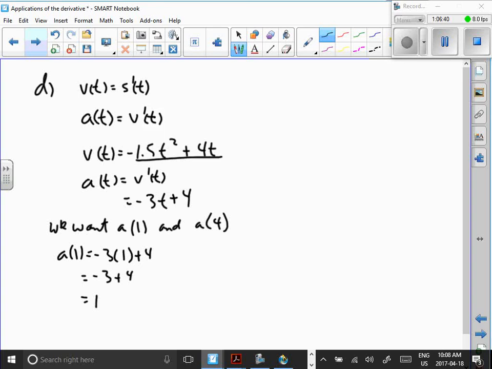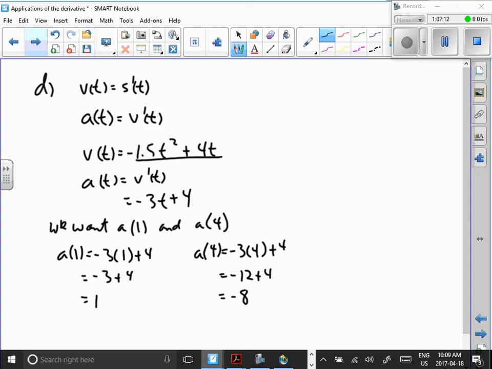And A at 4 is negative 3 times 4 plus 4, which is negative 12 plus 4, negative 8. What does that mean? Acceleration is negative 8. It's decelerating, slowing down. Okay?